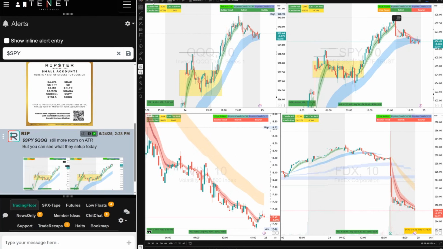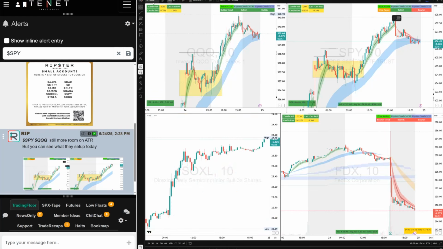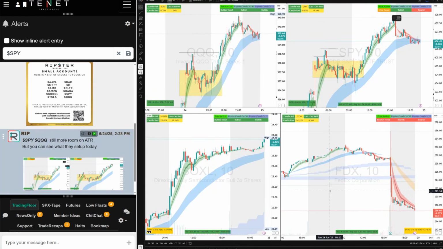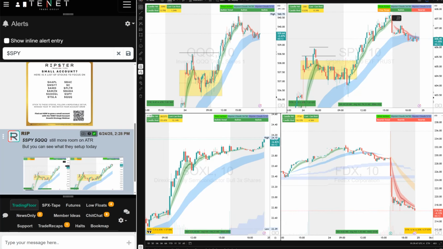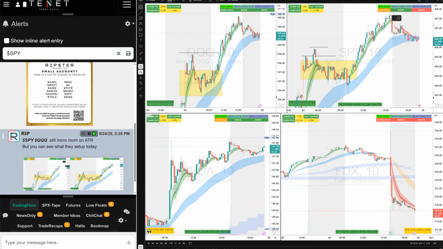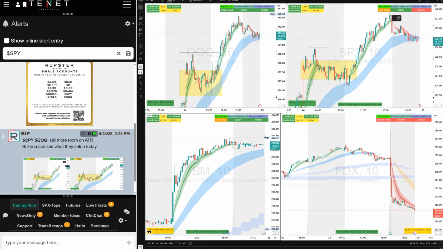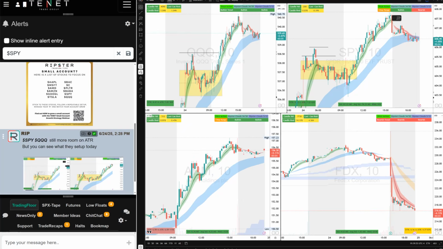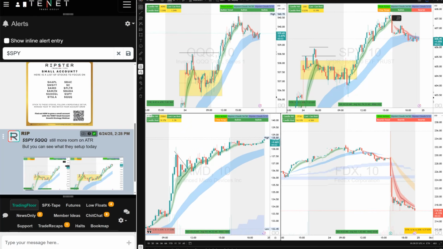So what sector was strong today? The strong sector was SOXL. The semiconductors were strong, very strong actually. And the strongest semis in the market today were NVIDIA, Taiwan Semi, ARM, and AMD. So the whole sector was strong.